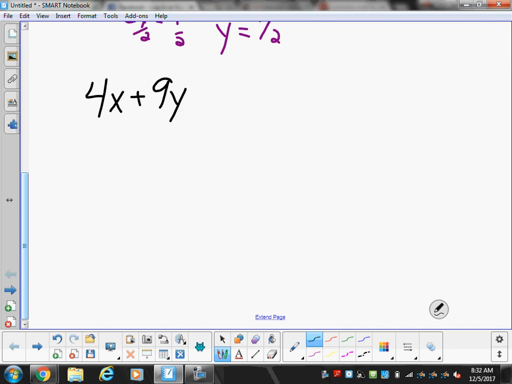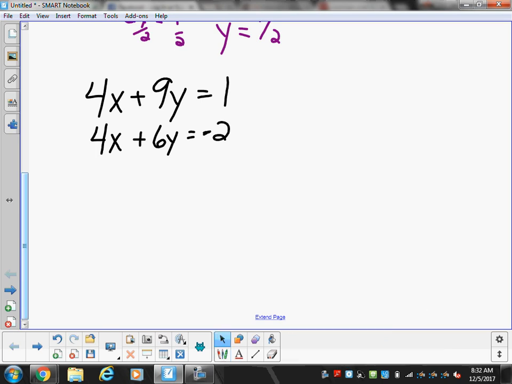So the first equation is 4x plus 9y equals 1, and the second equation is 4x plus 6y equals -2. Alright, so first question is, do we have any coefficients that are opposites? The answer is no, but we have two that are the same. One of the other rules is that you can multiply any equation by a number. So the number we could use is -1, and that would make one of those equations opposite.